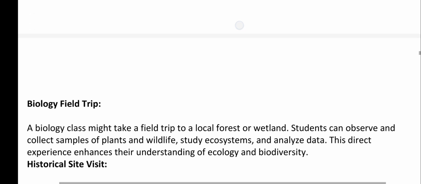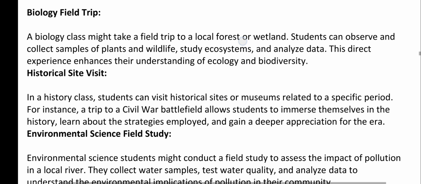So some examples of experiential studies can be biology field trips. See, this is what I was talking about. A biology class might take a field trip to a local forest or wetland. Students can observe and collect samples of plants and animals, study ecosystems, and analyze data. This direct experience enhances the understanding of ecology and diversity. Now, this is what I just told you, that during our studies, teachers used to take us to the garden, to the parks, to the ponds, and we collected samples of both plants and animals.